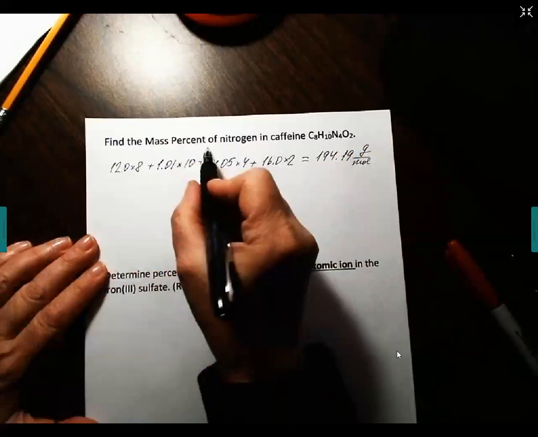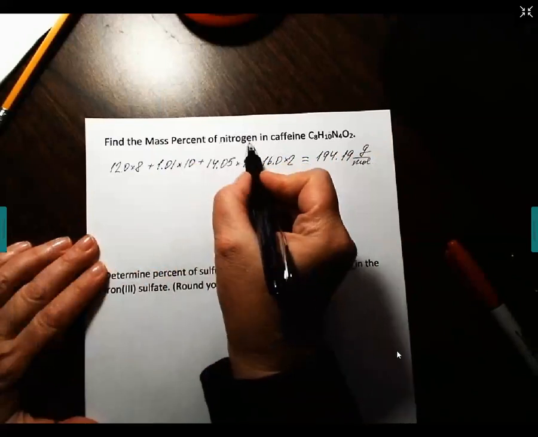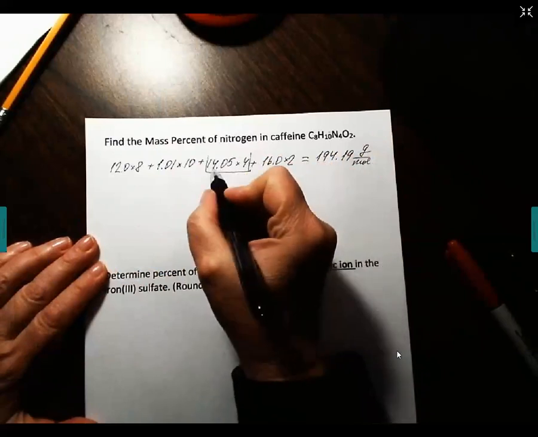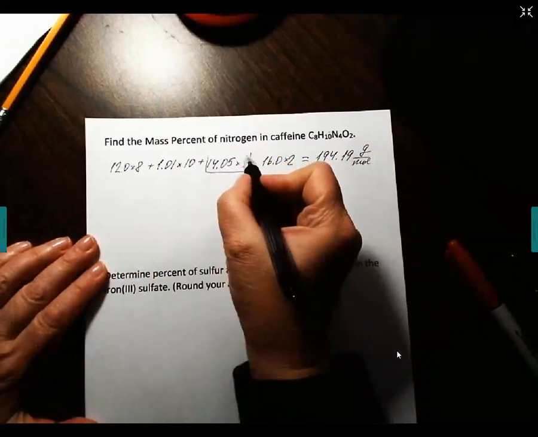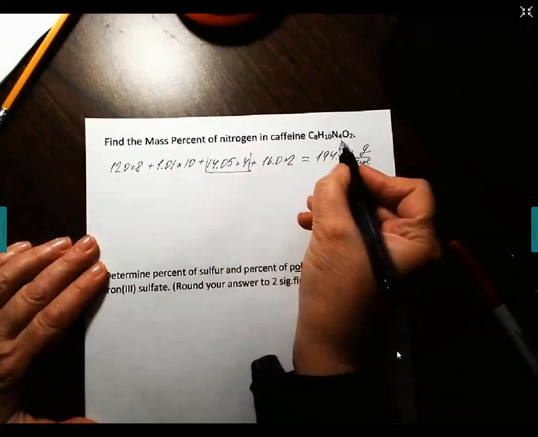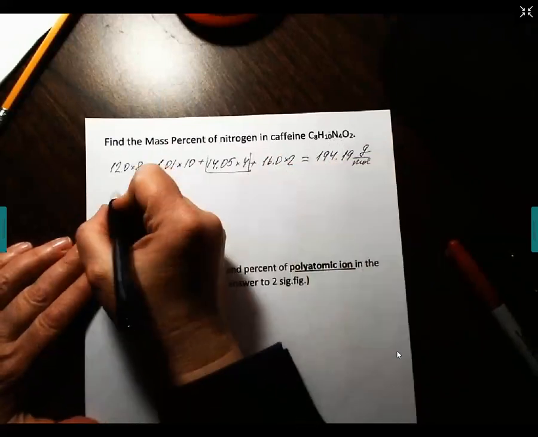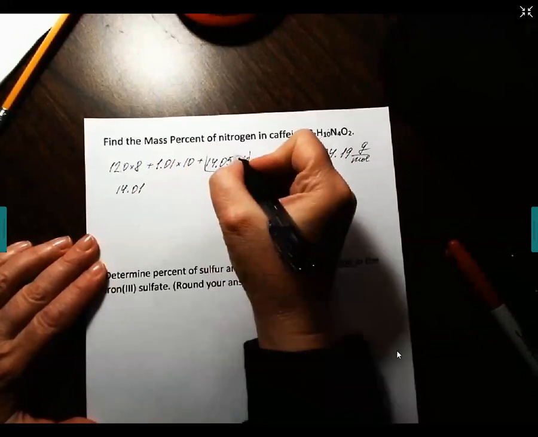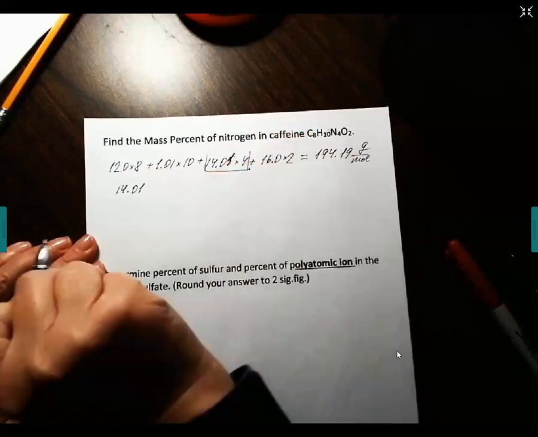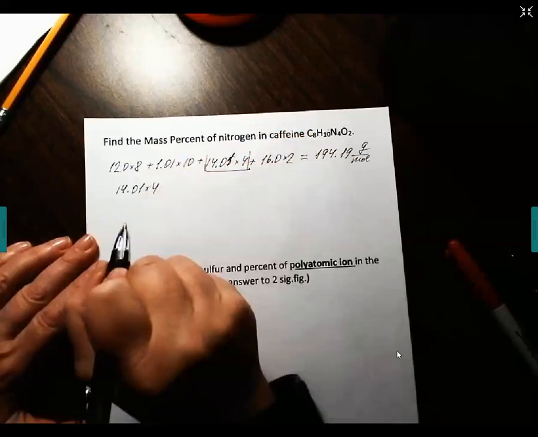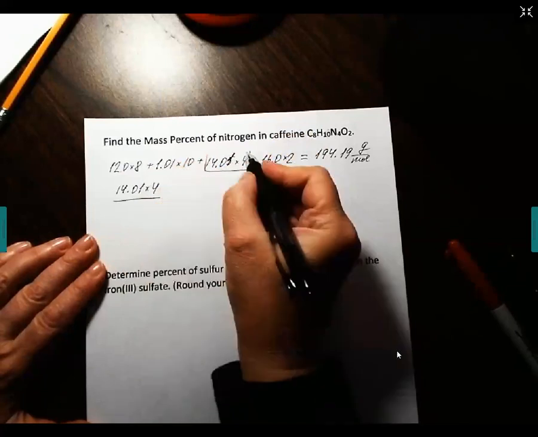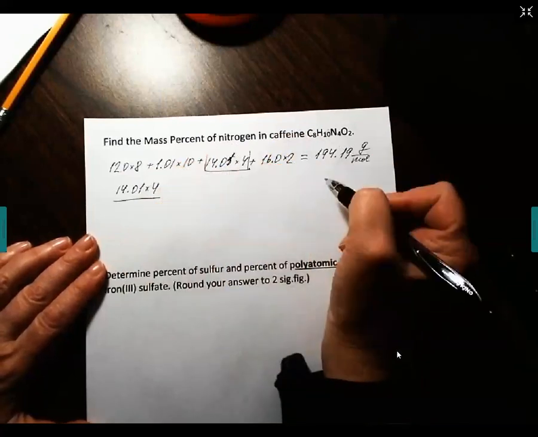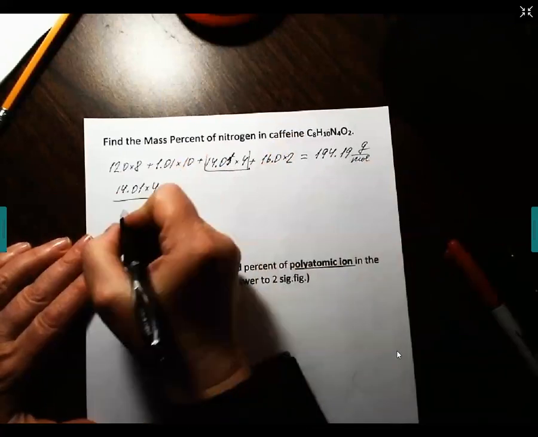And we need to find the mass percent of nitrogen. So we have 14, the atomic mass of nitrogen, times 4, the number of nitrogen atoms in this compound. So it's going to be 14.0, sorry, it is not 0.5, it is 0.1 times 4. So that's how much nitrogen we have in 1 mole of this compound.